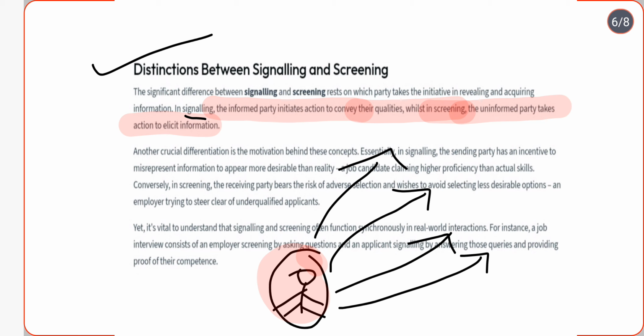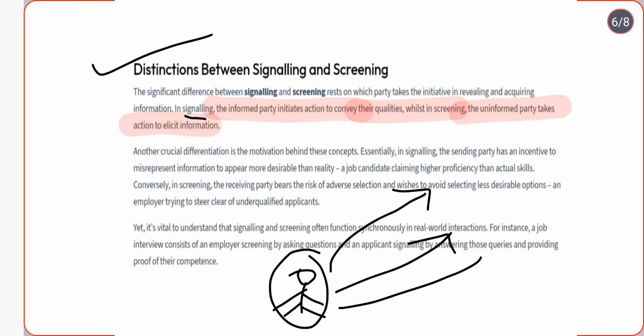And in screening, the uninformed party has to take the action to extract the information from the candidate, to find out whether the candidate is good or bad, by asking different questions, giving real life problems, giving practical problems, and pressurizing the candidate and seeing how the candidate actually reacts.